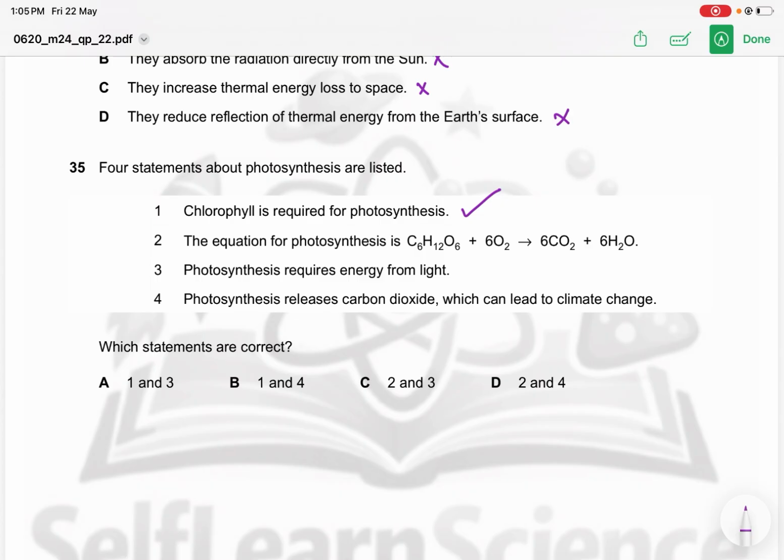Photosynthesis requires energy from light. Yeah, that is correct. We require sunlight also. Photosynthesis releases carbon dioxide which can lead to climate change. No, photosynthesis actually releases oxygen. So 1 and 3 is the correct option.